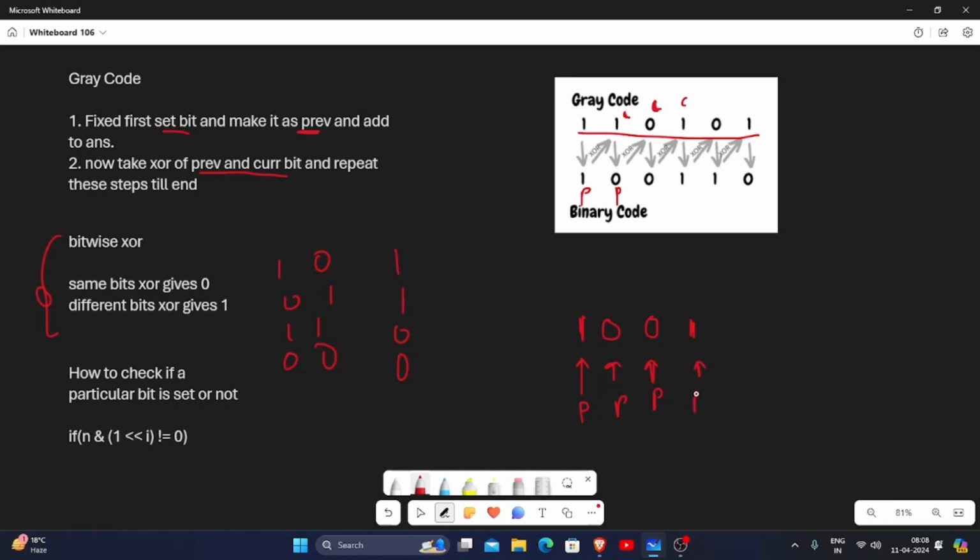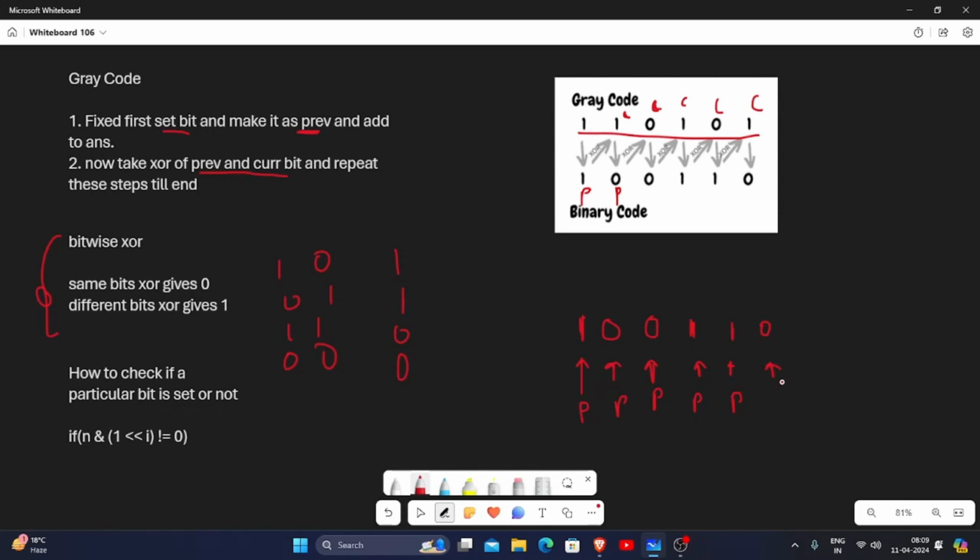Now this will be our previous. This will be our current. 1 0. Again we have different bits. We can say their XOR would be 1 only. We get 1. Again for the next step, this would be our previous, and this would be our current. And 1 1, again we have the same bits, bitwise XOR is always 0, we get 0.